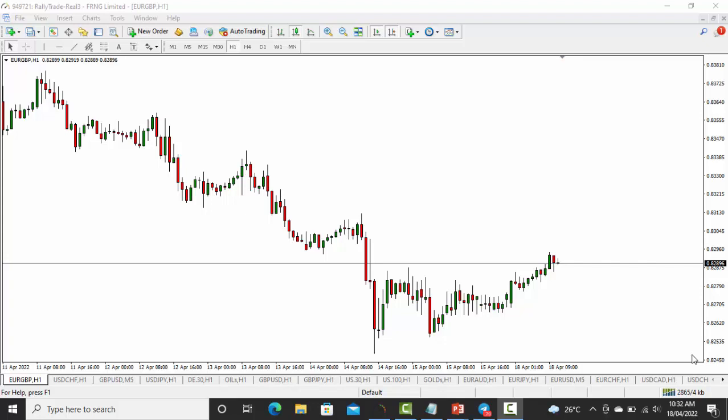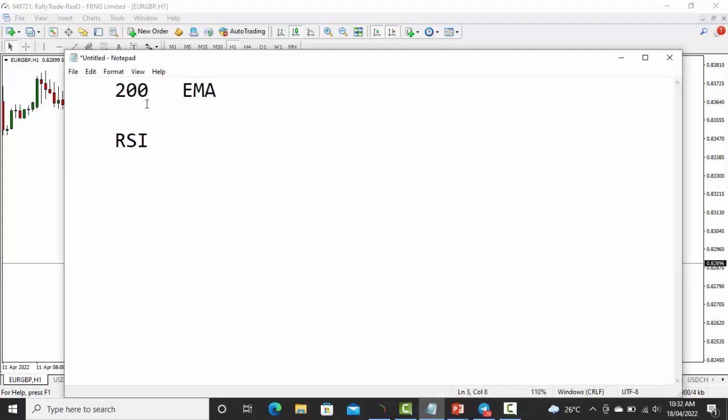For this one, we are going to be using two indicators. First, we'll be using the 200 exponential moving average. The 200 exponential moving average helps us to understand the trend in the market, while the RSI will help us to understand the strength of the instrument. So the exponential moving average helps us to know the trend, and the RSI helps us to know the strength or the weakness of the instrument.